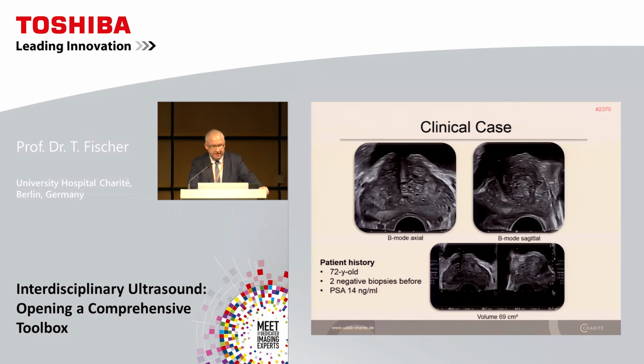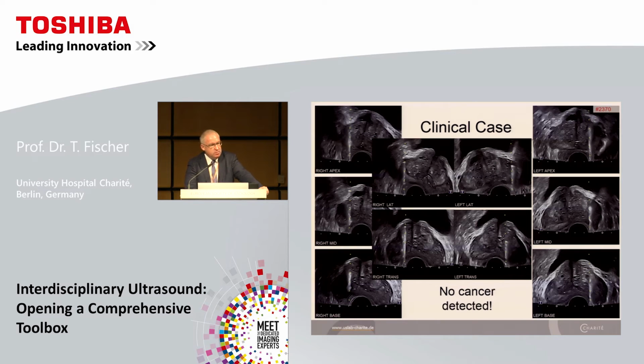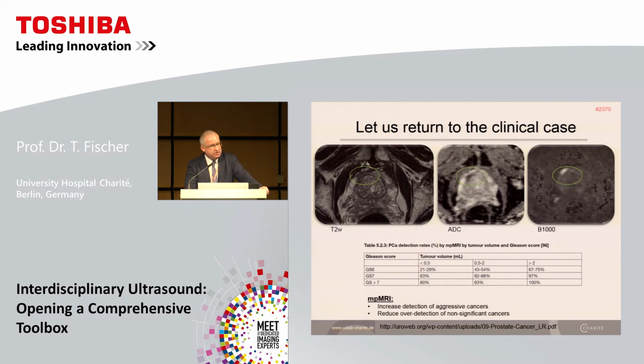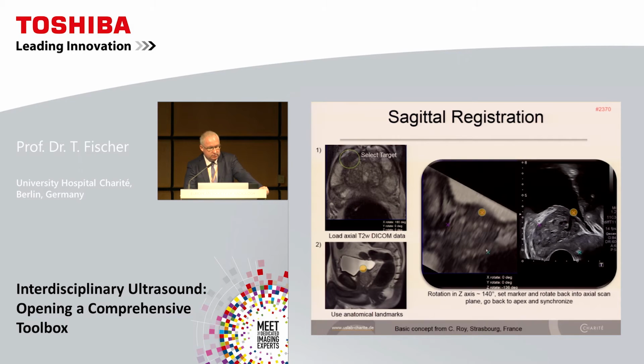Coming to a clinical case, this is a patient, 72 years old. He has 2 negative biopsies in the history before and really a high PSA level. And we missed the cancer. This is a sampling of 10 cores and no cancer was detected. Why? Let us return to this special clinical case and look at this. This is an anterior cancer, well located here in the MR scanning, especially in the diffusion-weighted imaging with a high b value. That means a small cancer, but an aggressive one. What can we do?